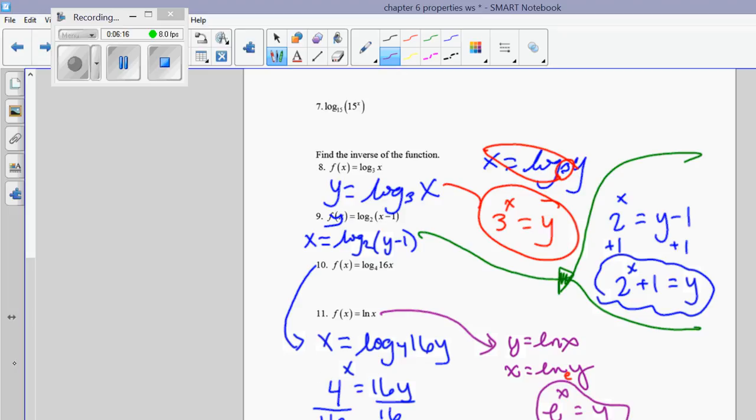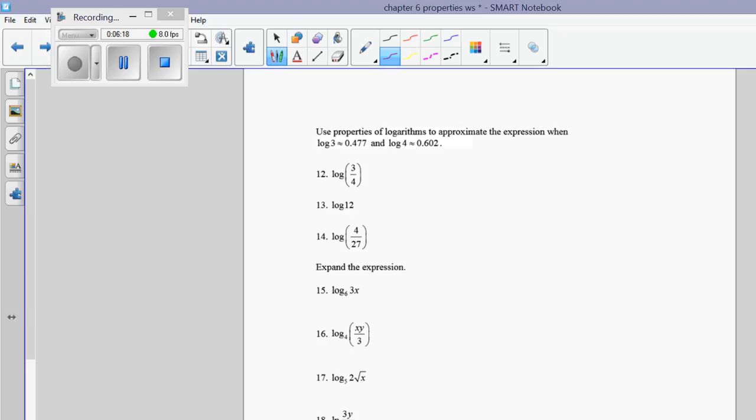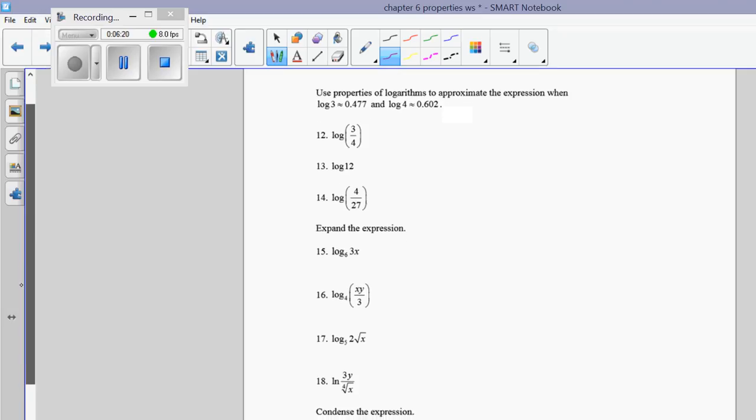Okay, let's go to the next page here on the back. It says use the properties to figure stuff out. Okay, they're giving you the log of 3 and the log of 4. We're not allowed to do these in our calculator. We're going to write this out, so everything we do is going to be 3s and 4s.